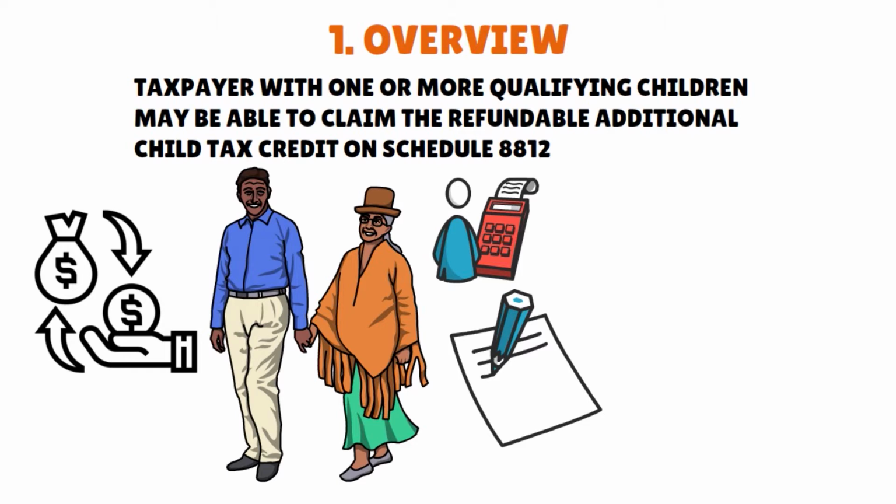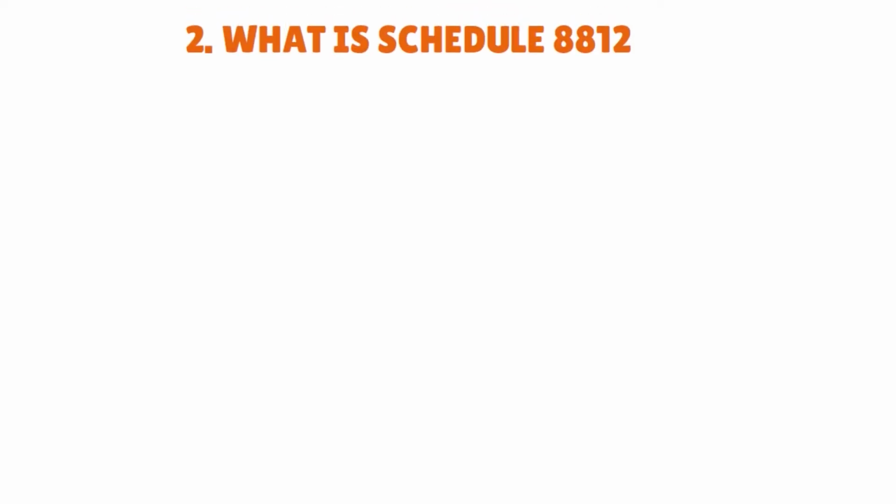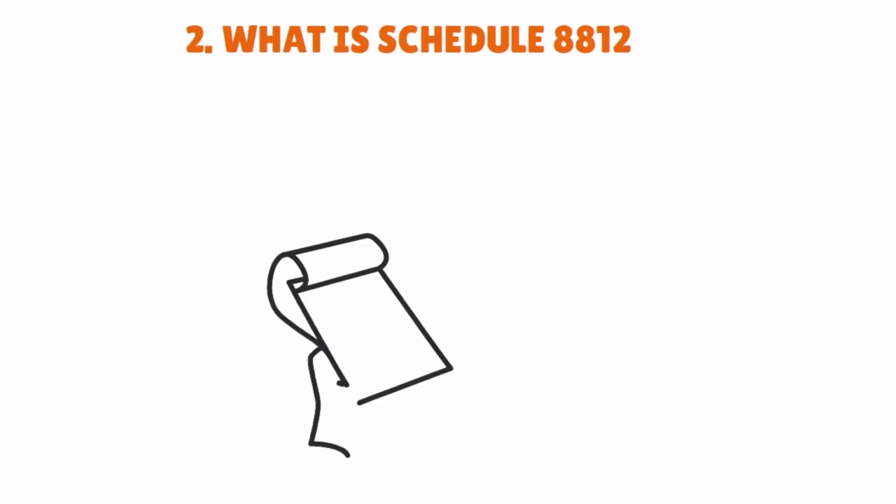So tax credits like the additional child tax credit can provide parents with a valuable tax break to help with the costs that come with raising kids. But you gotta submit the right forms in order to claim the credit. So I've been talking about Schedule 8812. What is that? Schedule 8812 is basically the form used to claim the additional child tax credit.